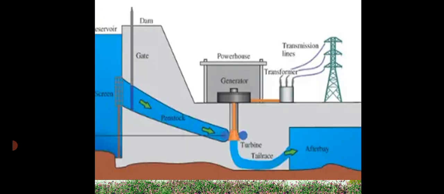So this picture indicates the components of a hydropower plant. Each component performs its duty and finally we can generate electrical current from the flow of water or dam water.